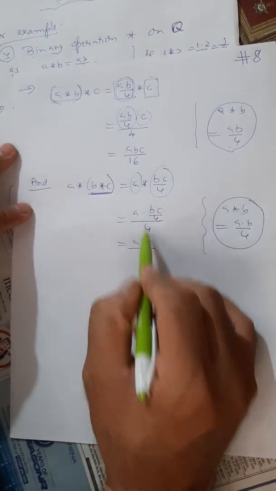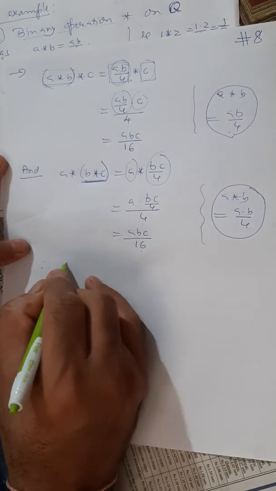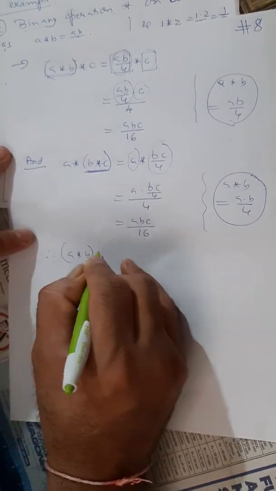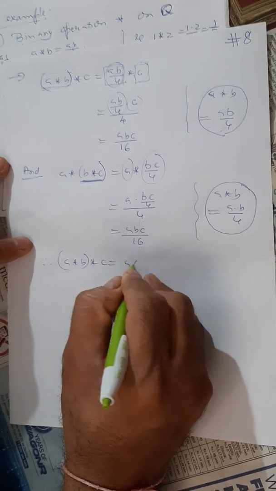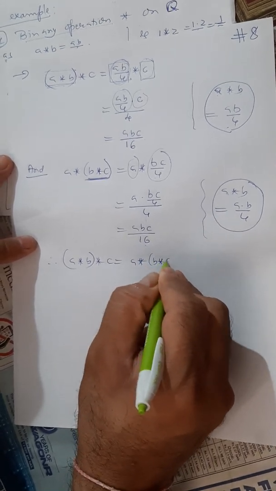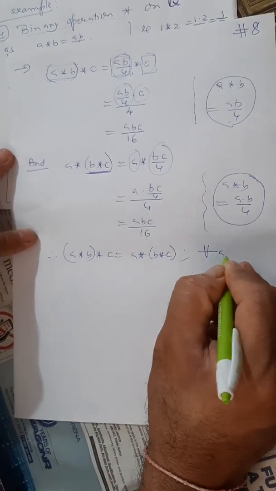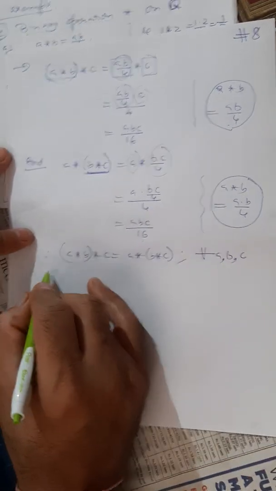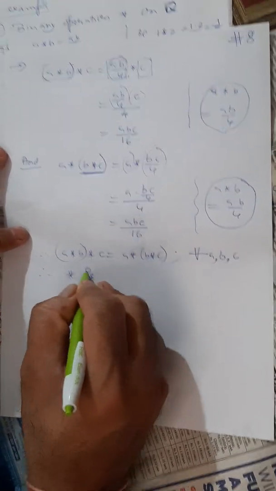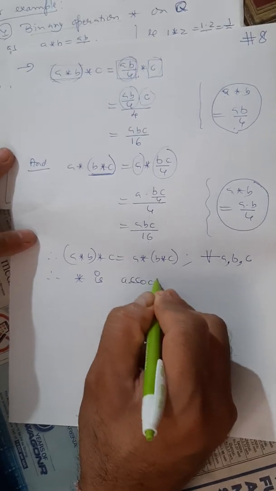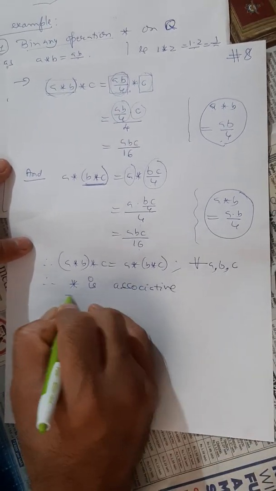So you notice that these two are equal. Therefore for every 3 members, A asterisk B asterisk C is the same as this. Remember, there is nothing special about ABC here. So you can say that asterisk is associative here. Asterisk is associative.